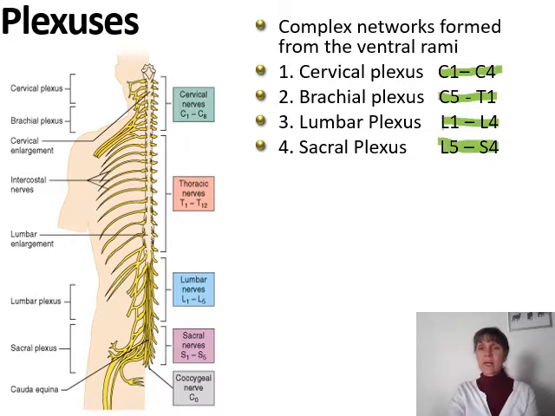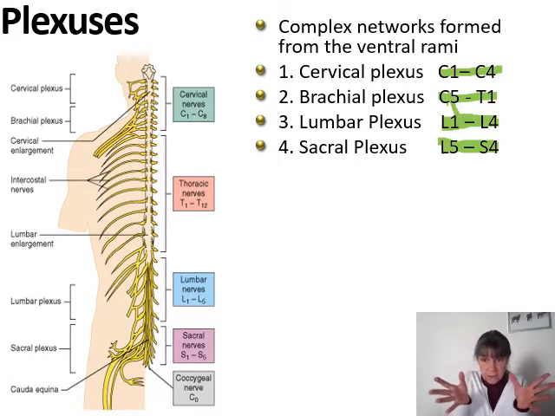Now again, the word plexus just means network. So these nerve fibers coming off of the ventral rami, which are branches off the spinal nerves, are recombining and then forming different structures and then branching out and recombining and branching again to finally form specific nerves.